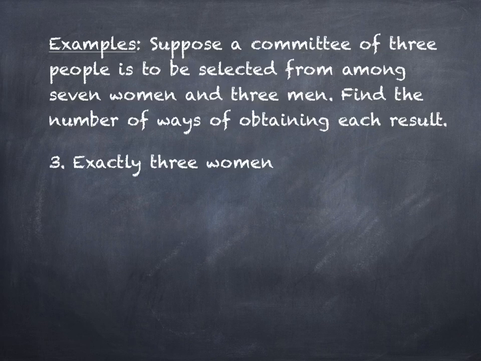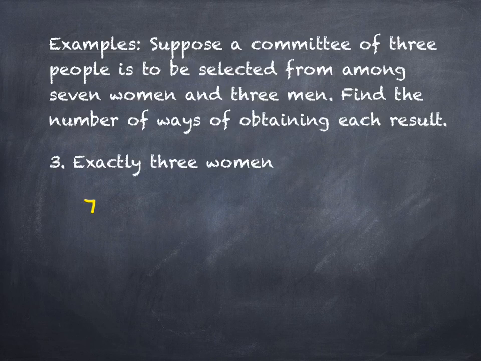All right, so it says, suppose a committee of 3 people is to be selected from among 7 women and 3 men. Find the number of ways of obtaining each result. All right, how do I get exactly 3 women? 7C3. Right, there are 7 women to pick from, right?